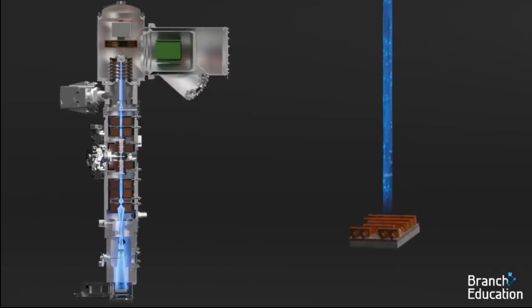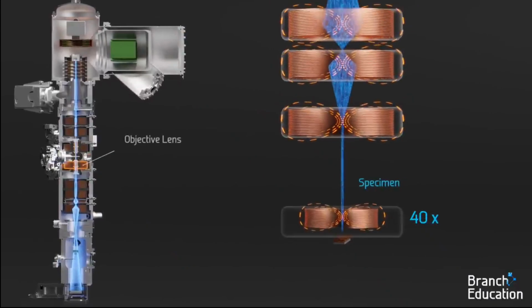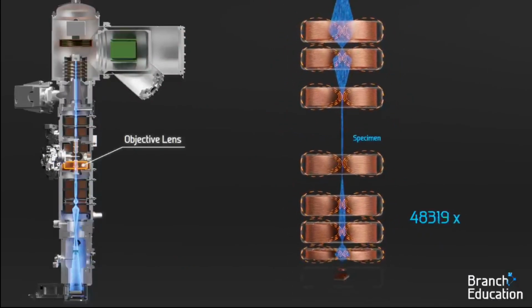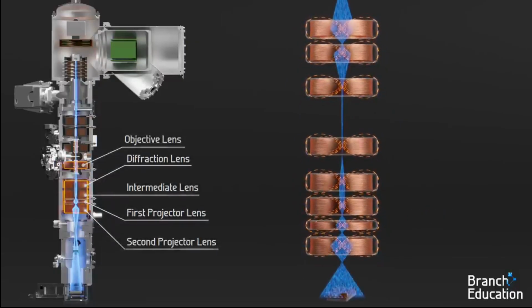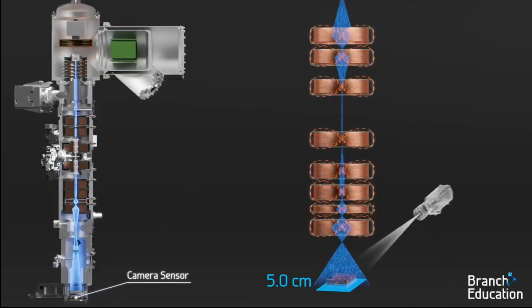The imprinted beam of electrons is then magnified 40 times using an objective lens, and further magnified 50,000 times using a set of projector lenses. At this point, the imprinted image is 5 or so centimeters wide and large enough to be captured by a high-resolution camera sensor at the bottom of the microscope.